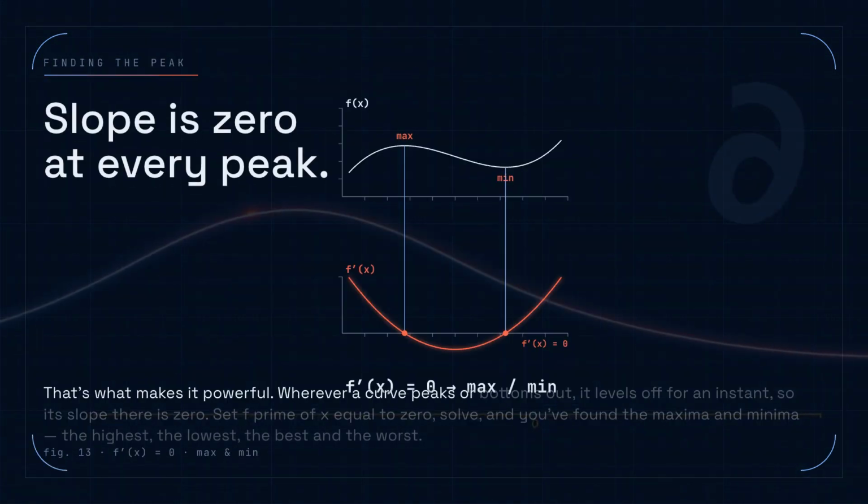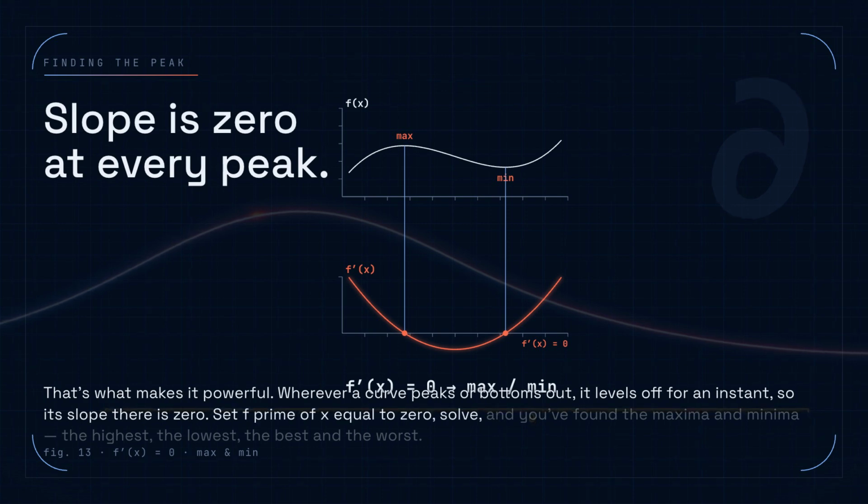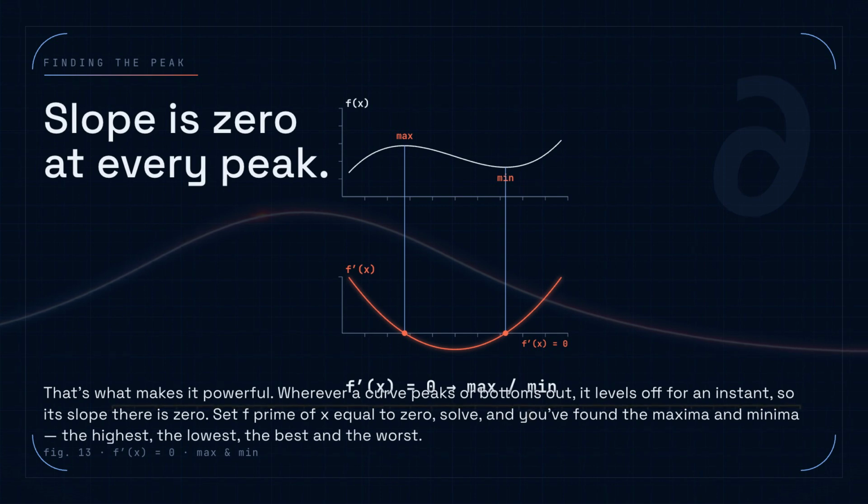Wherever a curve peaks or bottoms out, it levels off for an instant, so its slope there is 0. Set f'(x) equal to 0, solve, and you found the maxima and minima, the highest, the lowest, the best, and the worst.